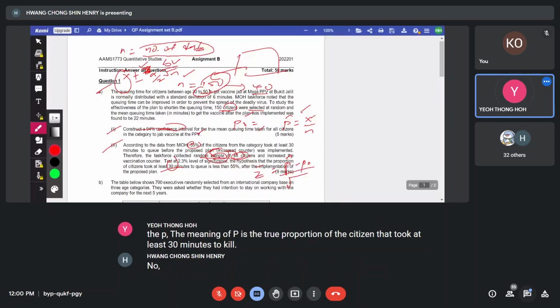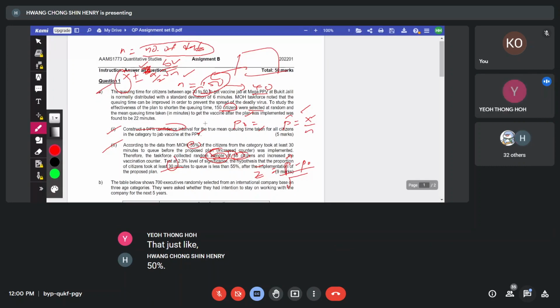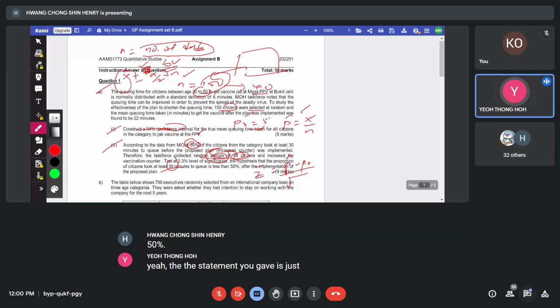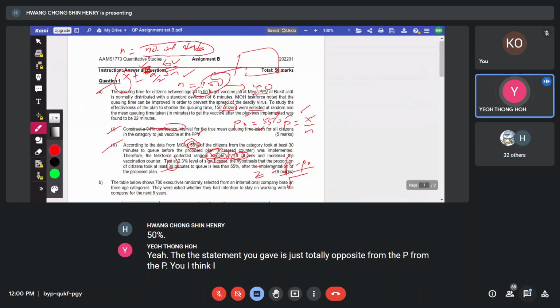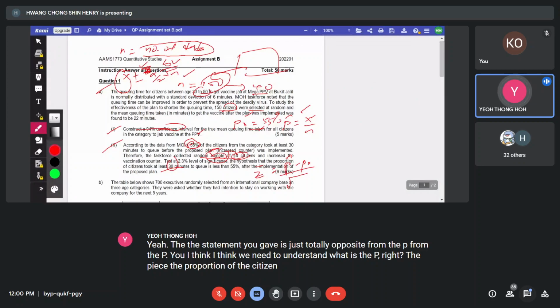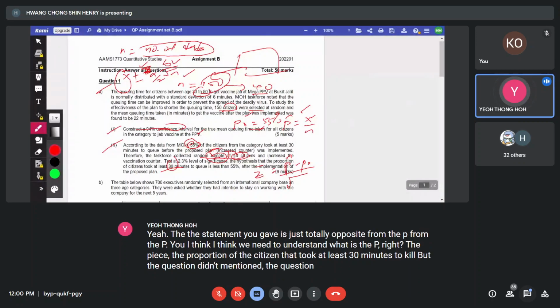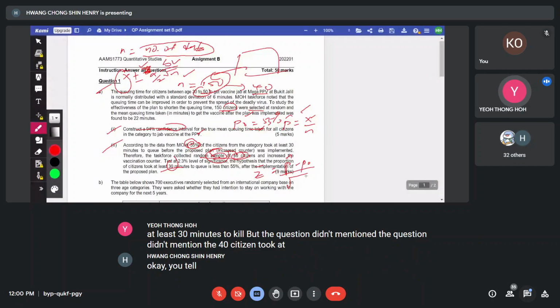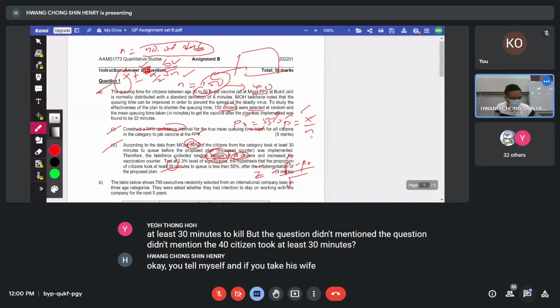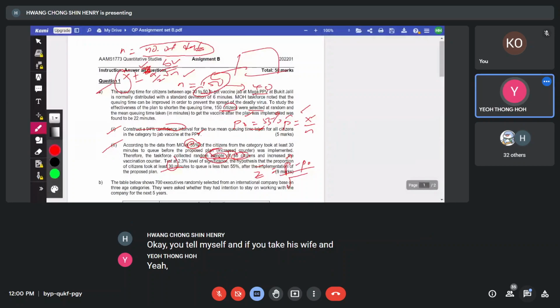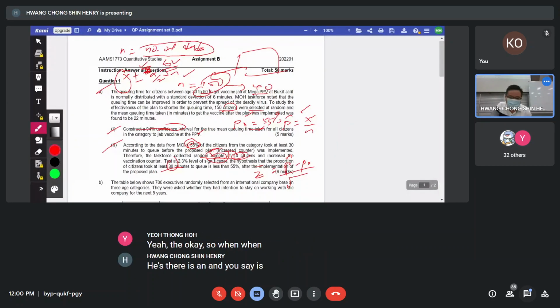No, that true proportion is just here, like 55%. The statement you gave is just totally opposite from the P. I think we need to understand what is the P, right? The P is the proportion of the citizens that took at least 30 minutes to queue. But the question didn't mention the 40 citizens took at least 30 minutes. In that case, what is your N? So when N is here, it's related.